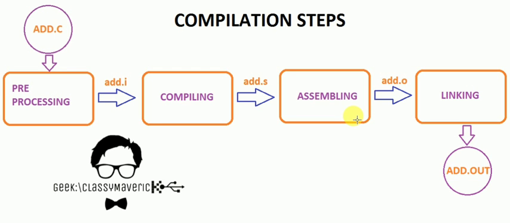The main work of the linker is to arrange the pieces of object code so that the functions in some pieces can successfully call functions in other pieces. And finally, the output would be an executable form which you will be able to see.